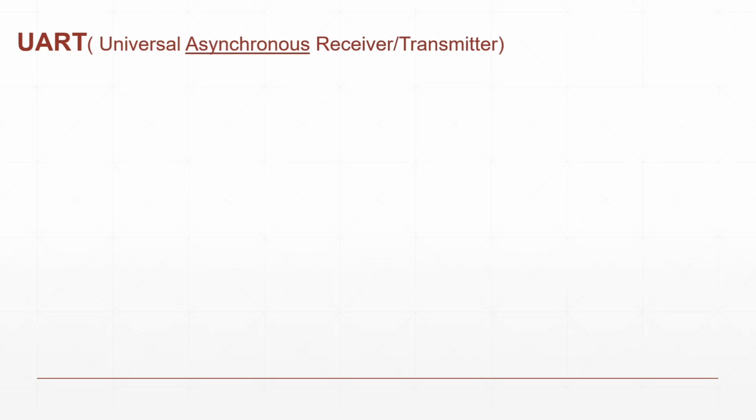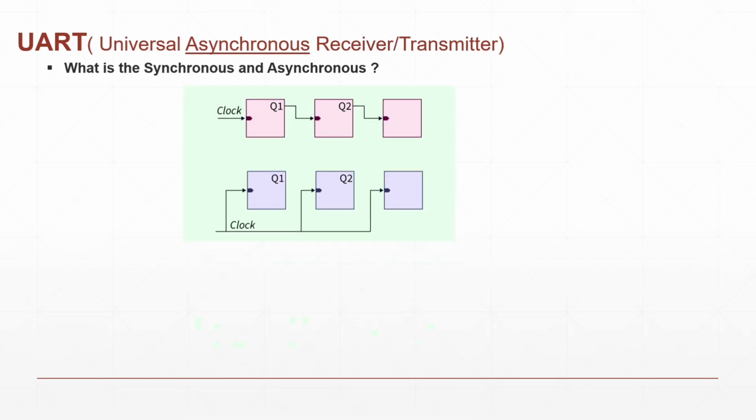UART means Universal Asynchronous Receiver and Transmitter. So what is asynchronous? Let's answer this question: what is synchronous and asynchronous? See, this is the diagram for synchronous and asynchronous. Synchronous means if there are some devices or blocks which are using the same clock, meaning they are operating on the same clock frequency, then we can say it is a synchronous device or synchronous module, right?